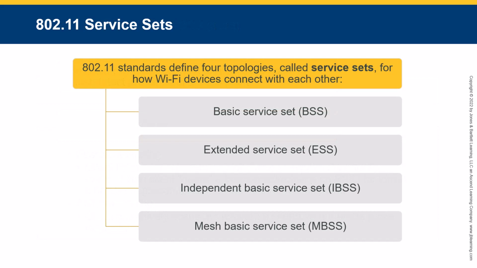The 802.11 standard does define 4 main topologies called service sets. That's essentially how the wireless networks will connect to one another. We have a basic service set, BSS, extended service set, ESS, an independent basic service set, and a mesh basic service set. So we're going to have to run through these. Basically, the BSS is more of a closed loop. Then we have our ESS, which is more of an extended.